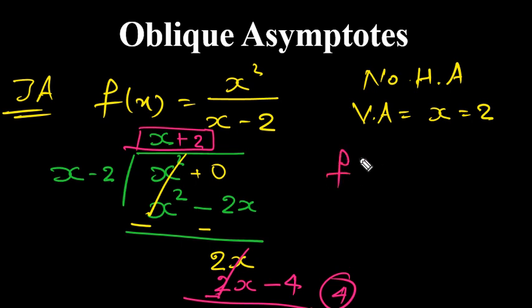So again, the oblique asymptote is a straight line, y equals x plus 2. So that's how you will find the oblique asymptotes. This is how you will have to solve. Let's try one more question.